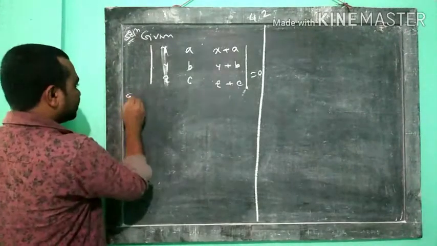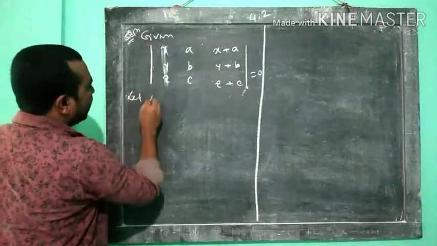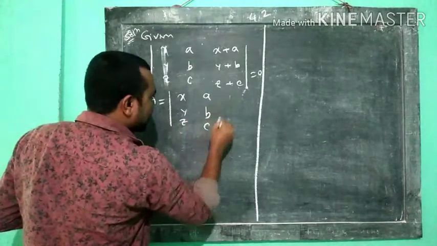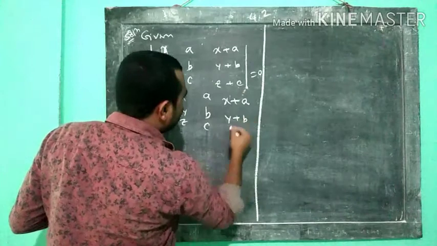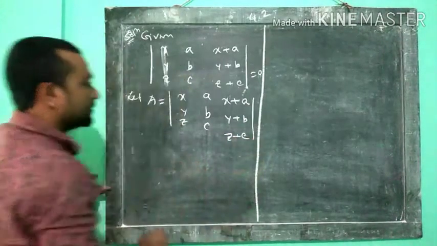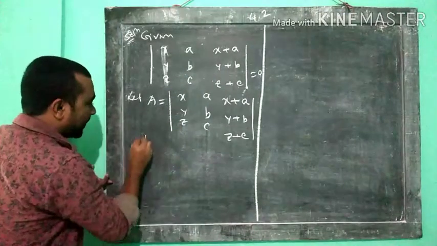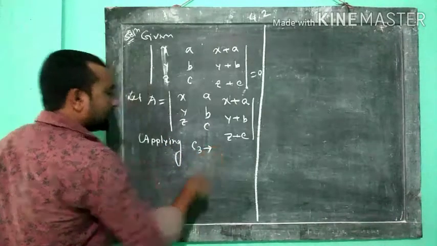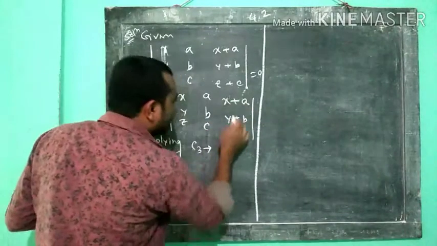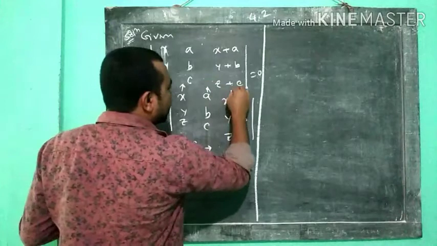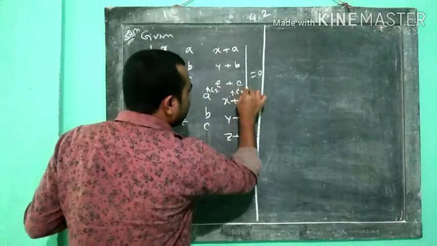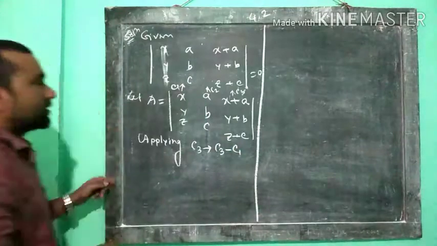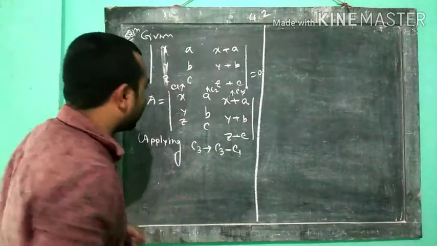So solution, let A equal the determinant of x y z, a b c, x plus a, y plus b, z plus c. Now, using a property, how to use it? You should write here "applying". What do we apply here? This is C1, this is C2, and this is C3. So C3 tends to C3 minus C1.